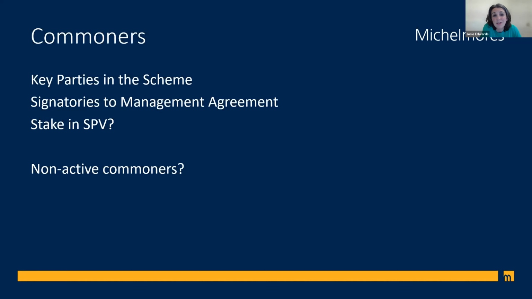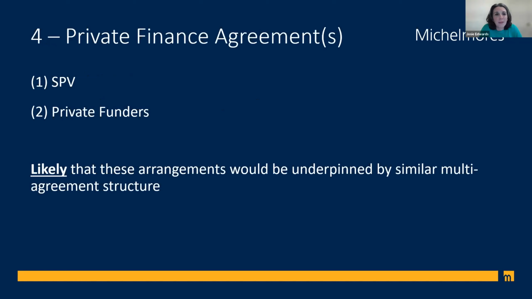So whilst the position of non-active commoners in particular is potentially a bit more problematic, we don't think it's insurmountable, and we hope and are clear that it can be resolved. So finally, as I mentioned at the start, if there's scope to obtain private finance, either to enable the delivery of the landscape recovery scheme itself or for entirely separate environmental benefits outside of the scheme, we feel it can be incorporated into this structure we're proposing.